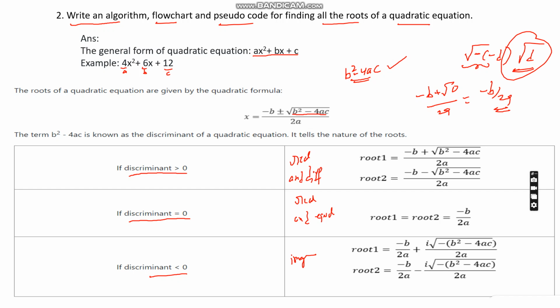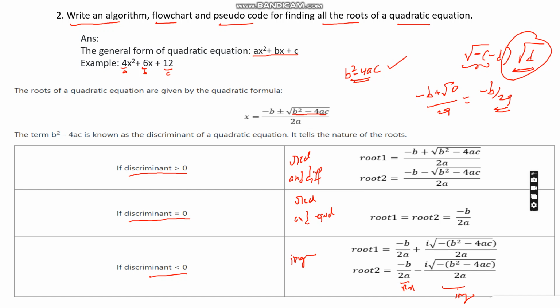Means we can calculate the square root for positive values only. That's why we are adding the minus here. Root 1 is minus b by 2a plus i root of minus of b square minus 4ac by 2a, and root 2 is minus b by 2a minus i root of minus of b square minus 4ac by 2a. This is called the real part and this is called the imaginary part. Whenever there is an imaginary part, the starting symbol is the i symbol. Whenever there is an i symbol, we can understand that this is the imaginary part. Means real plus imaginary, real minus imaginary.